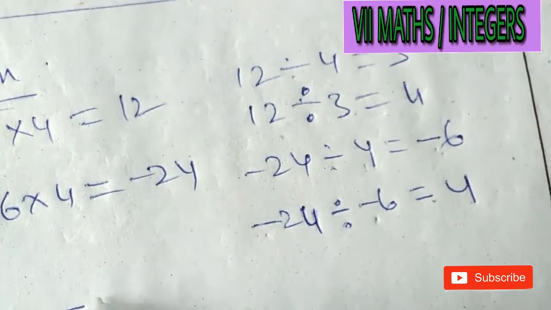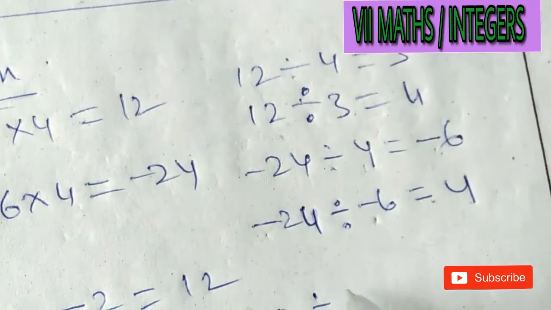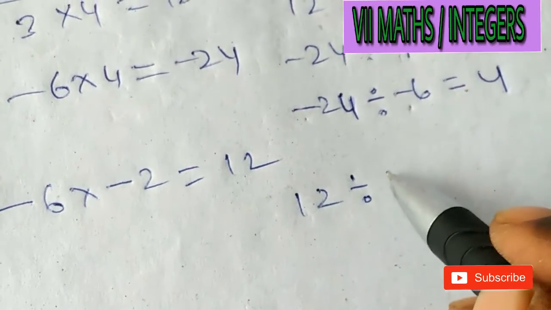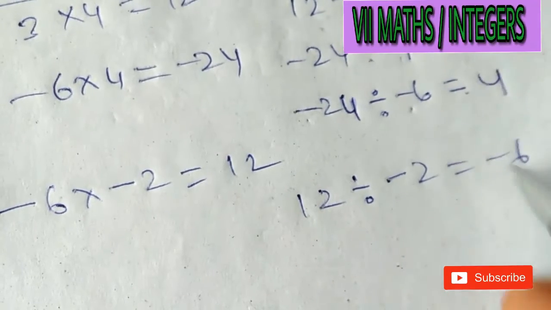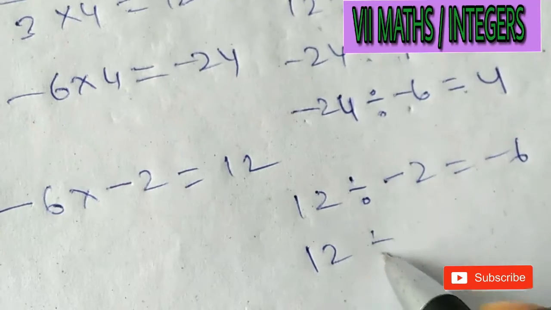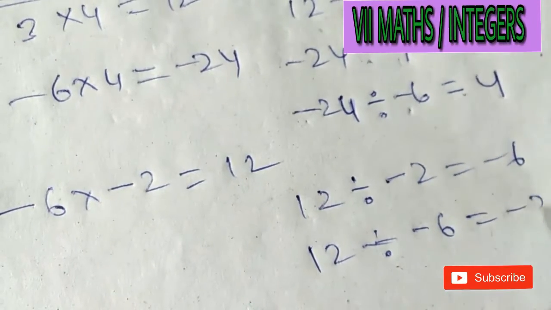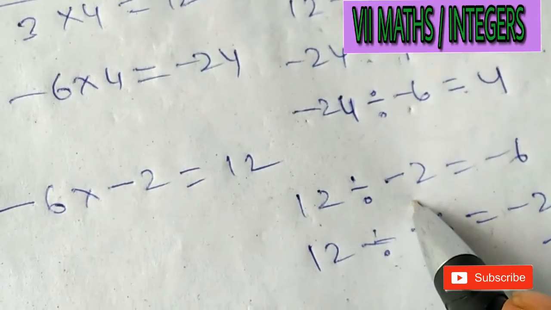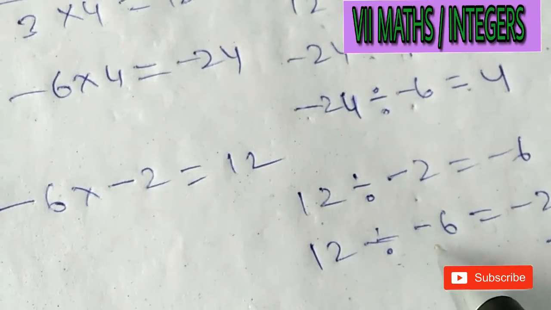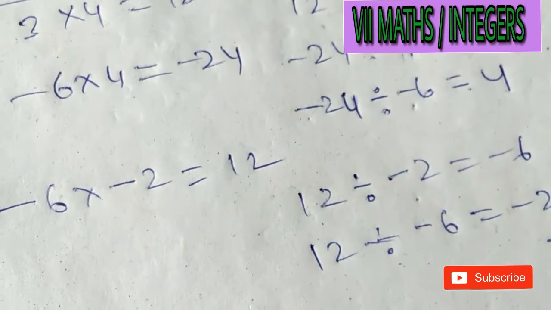Suppose you take minus 6 into minus 2, you get 12, no? Now 12 divided by minus 2, you get minus 6. And 12 divided by minus 6, you get minus 2. A positive number divided by a negative number gives a negative number.